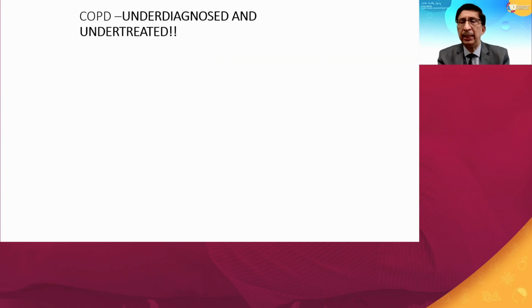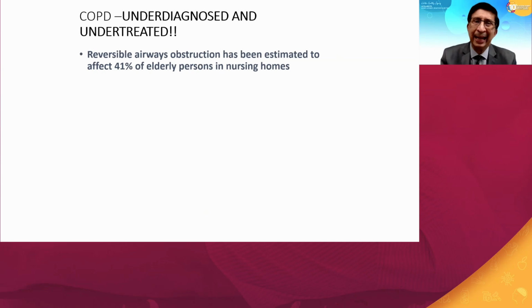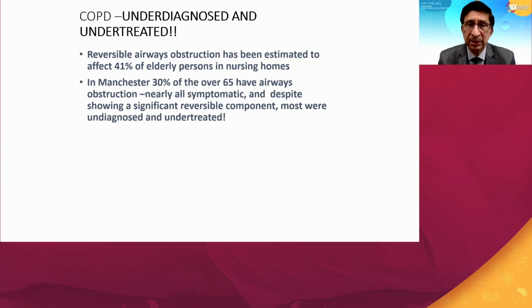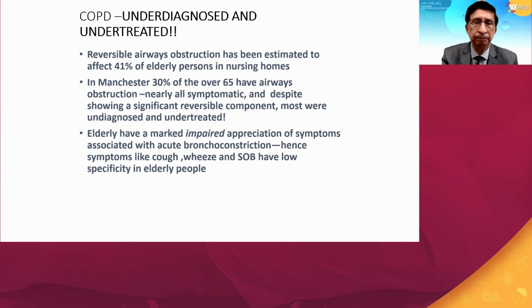Now, unfortunately, COPD, like hypertension or diabetes, is underdiagnosed and undertreated. Reversible airways obstruction has been estimated to affect 41% of elderly persons in nursing homes. Other research in Manchester has shown that 30%, one third of over 65, have airways obstruction, nearly all symptomatic, and despite showing a reversible component, most were underdiagnosed and undertreated.